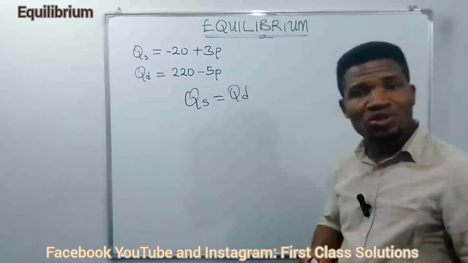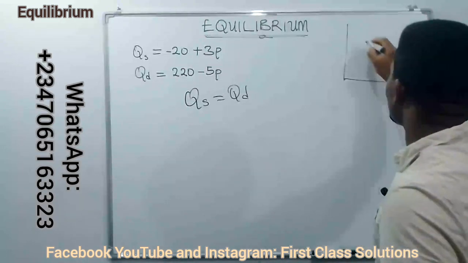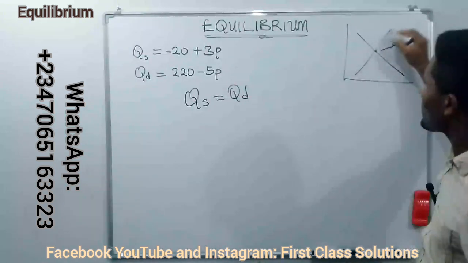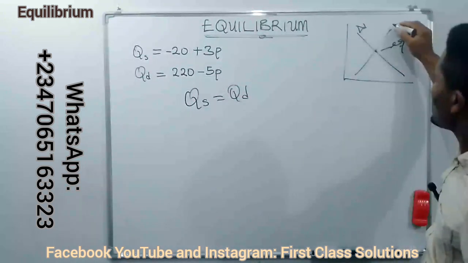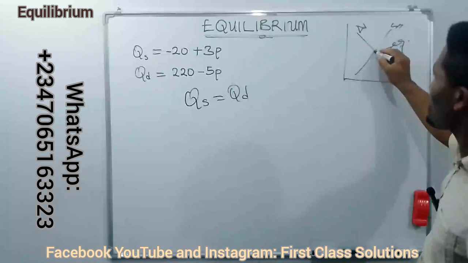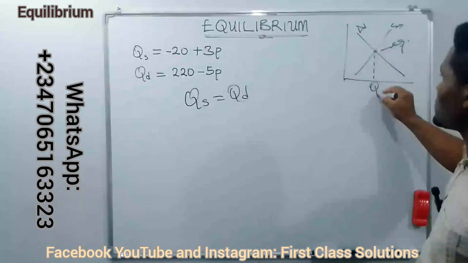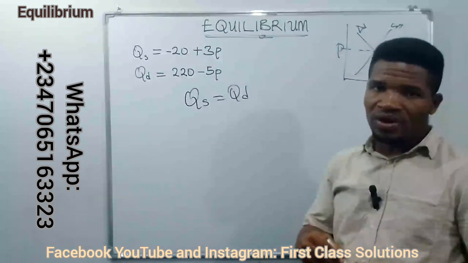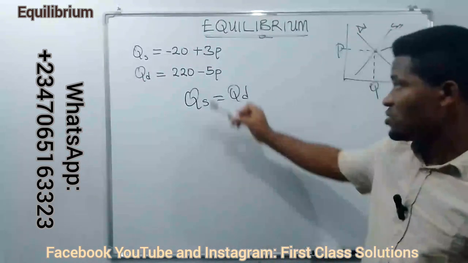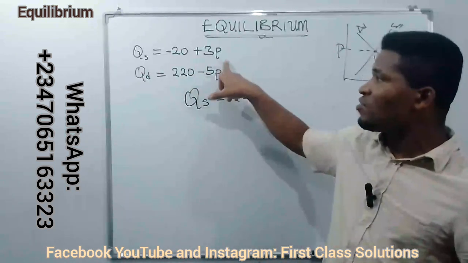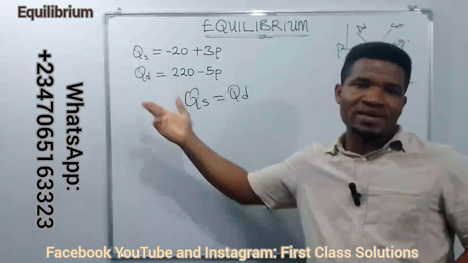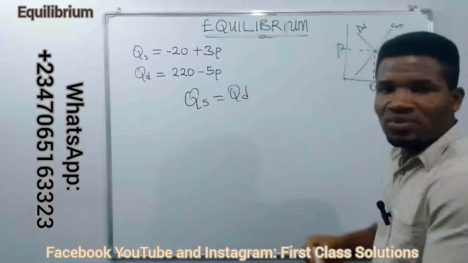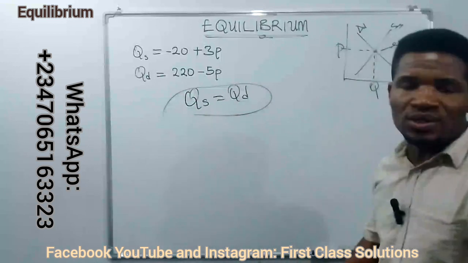Remember the graphical notation of equilibrium, where our equilibrium point is the point where quantity demanded is equal to quantity supplied. At this point of equilibrium, there will be a quantity which we derive as the equilibrium quantity, and here we'll have our equilibrium price. We need to get the equilibrium price that will satisfy the quantity supplied and the quantity demanded. Going further, equilibrium is established where QS equals QD.